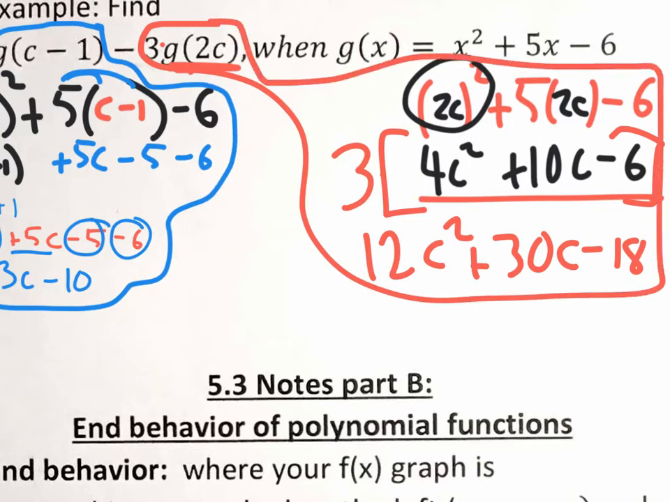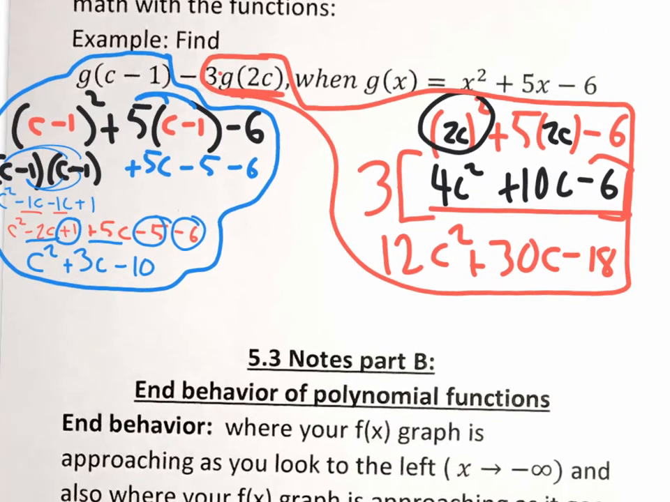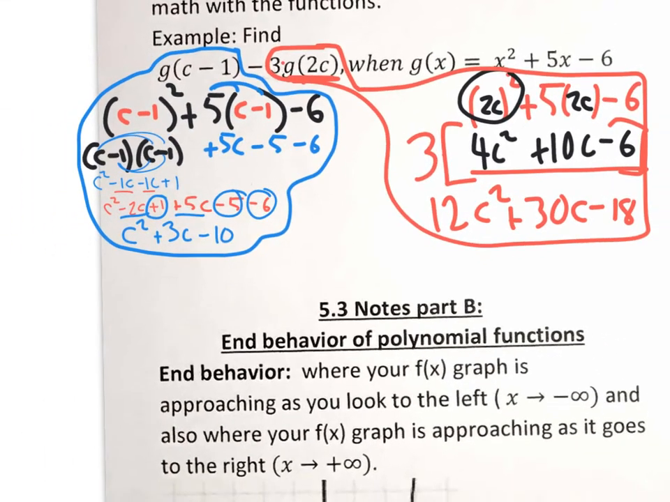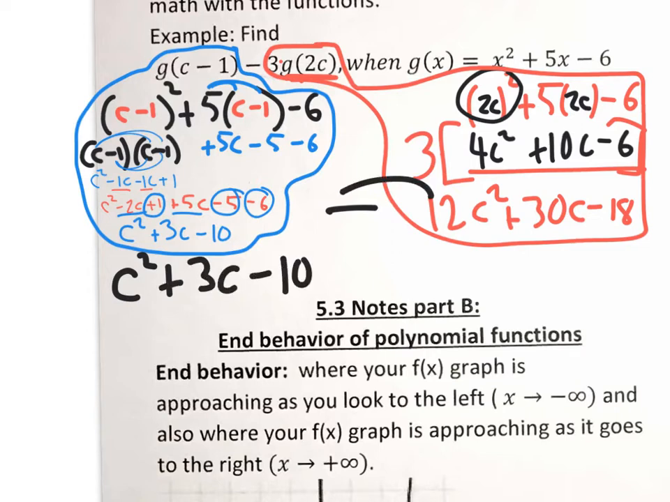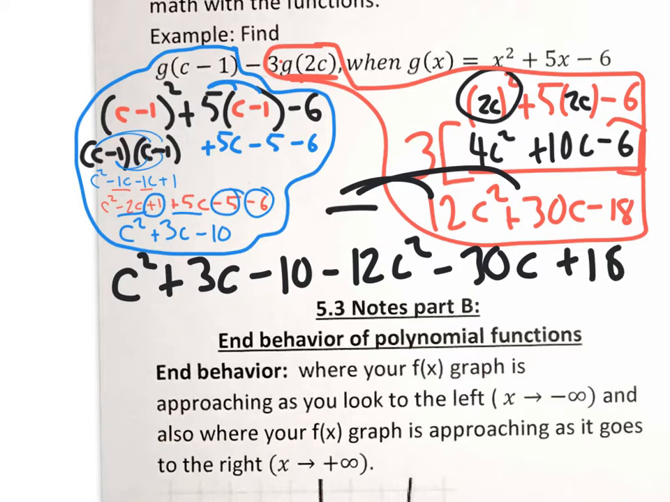But I still need to subtract, right? I need to subtract the blue answer and the red answer. So if I were to subtract, I want to put a big minus sign right here in the middle, between this guy right here, take away this guy, I'd have to distribute the minus sign to change all the signs. So on the first trinomial, I'm just going to rewrite it. C squared plus 3c minus 10. On the second one, when I distribute, I have a minus 12c squared, a minus 30c, and a plus 18 if I distribute over there also. So I have that giant polynomial.